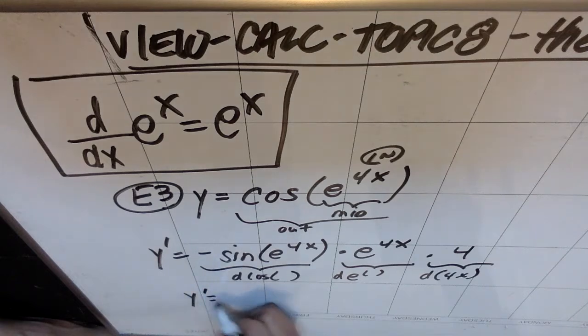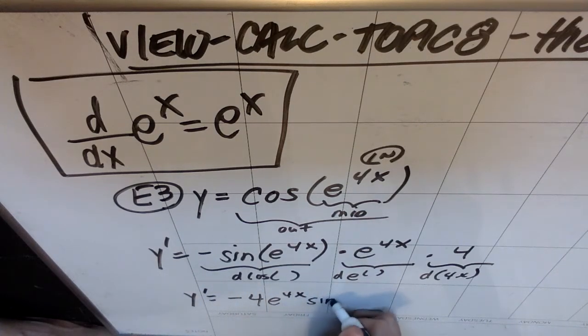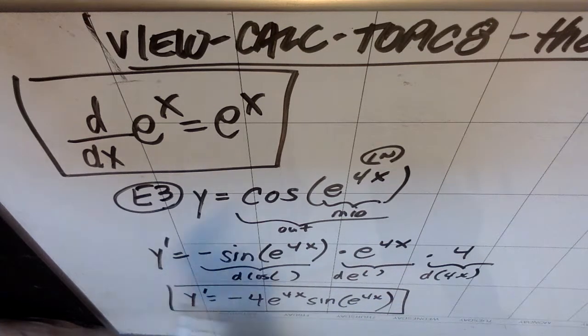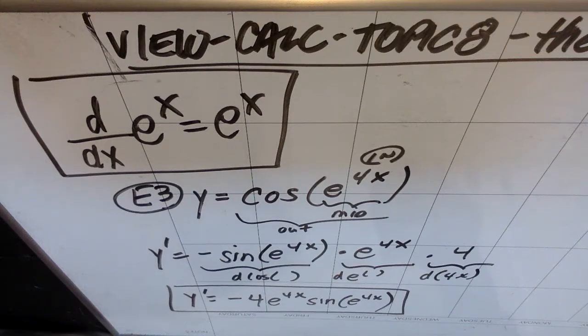So my answer is going to be y prime equals negative 4 e to the 4x sine of e to the 4x. And you don't have to write it in that order, but that's sort of the conventional order that we'd write it in. We'd probably put our coefficient first.